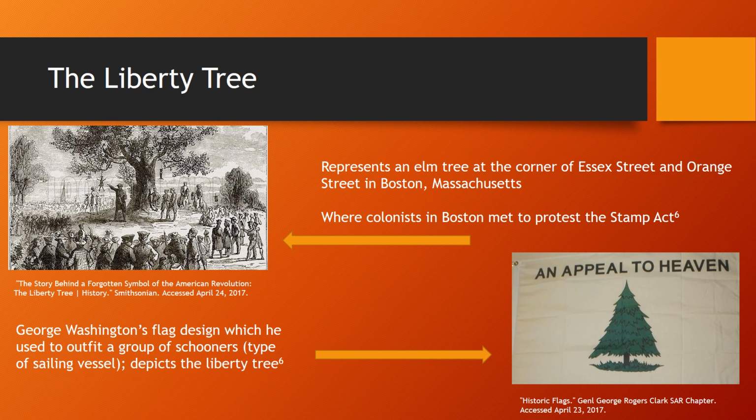This symbol is supposed to be a sort of physical representation of the idea of liberty. It's a place where the colonists united to protest. Like I said, they united to protest the Stamp Act, and most likely united here to protest other injustices as well. So this came to really represent this unitized idea of liberty.